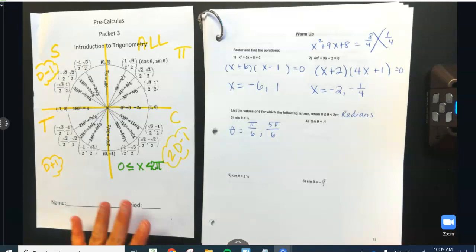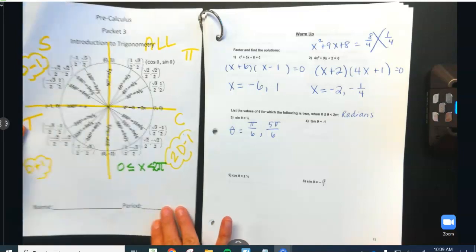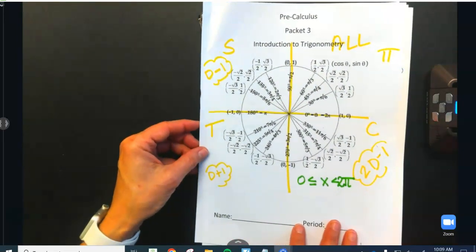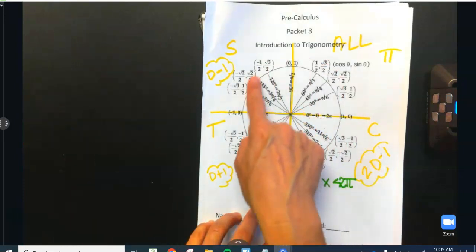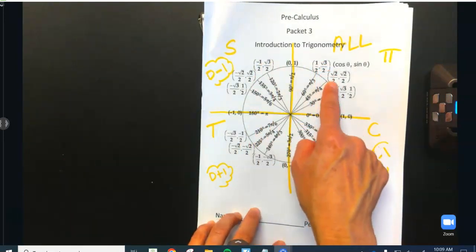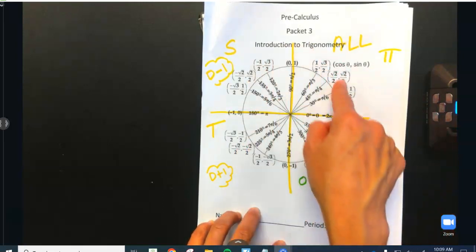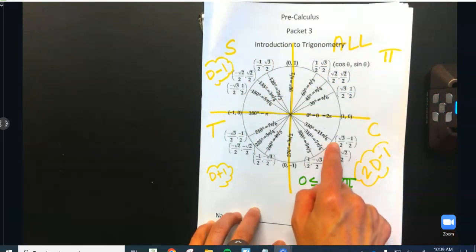So before I continue, let me talk about this graphic for a moment. This is the unit circle. I just printed this page from your chapter 3 packet. We're going to review some stuff I already told you. Remember, everything above the unit circle is positive for your y values. Everything down here is negative.